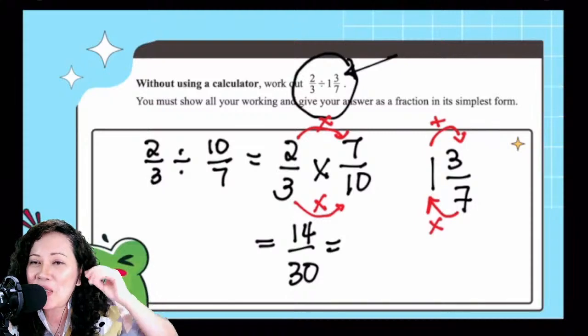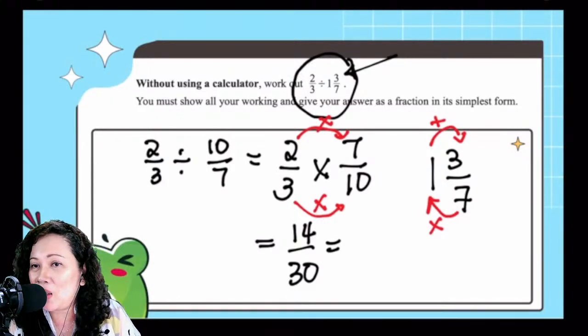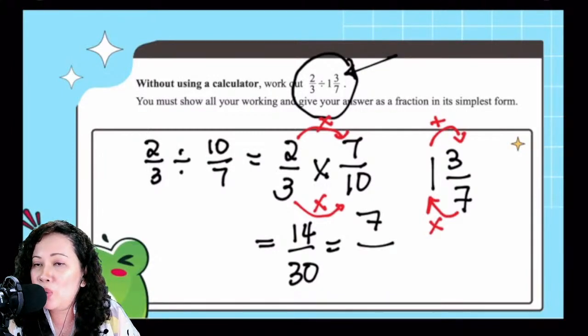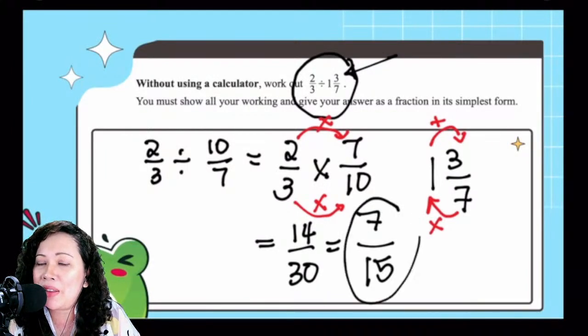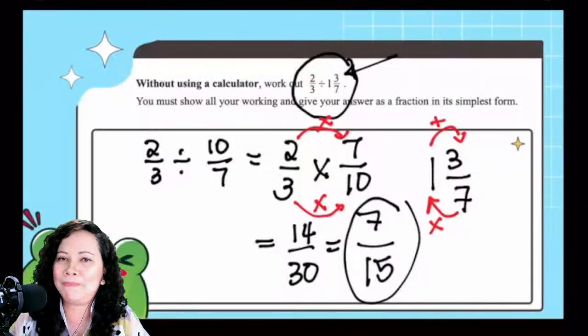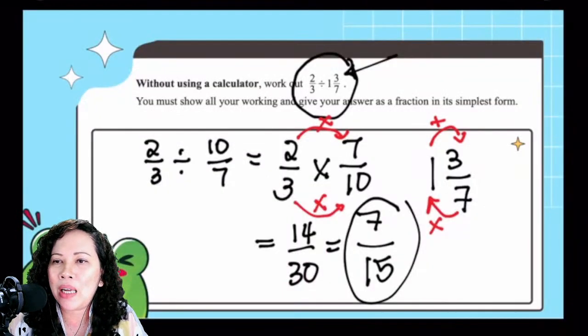So you will have 14 over 30, and 14 over 30 has something in common, which is both numbers are divisible by 2. So you divide 14 by 2, that is 7, and 30 divided by 2 will be 15. Therefore, 2/3 divided by 1 and 3/7 is 7 over 15. And since it is a proper fraction, then we leave it as 7 over 15. I hope that's clear.